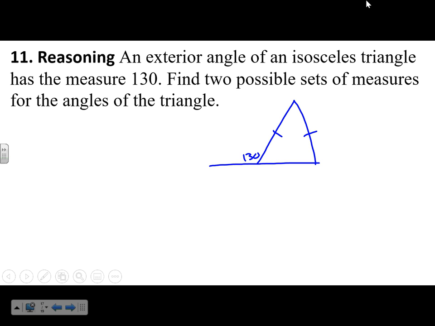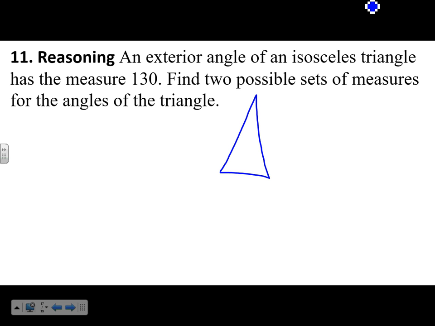Let me restart here. So it says to find all the possibilities. So the first one is, and I'm going to exaggerate this, this angle could be 130. That could be the exterior angle they're talking about. So that's scenario number one. Let's talk about that. Find the two possible sets for the angles of the triangle.